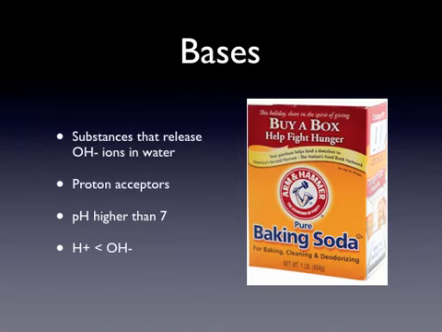Bases, on the other hand, are substances that release hydroxide ions into the water. When they do this, they often accept a proton, so they're called proton acceptors. A pH higher than 7 will indicate a base. And again, because they're going to release hydroxide ions, they have more hydroxide ions than hydrogen ions in solution.